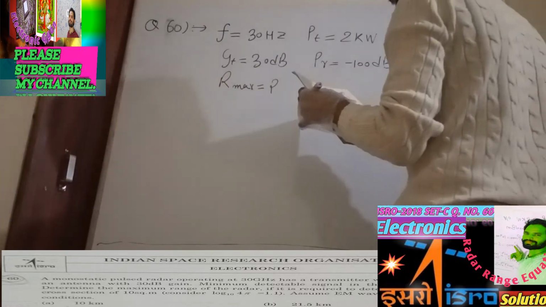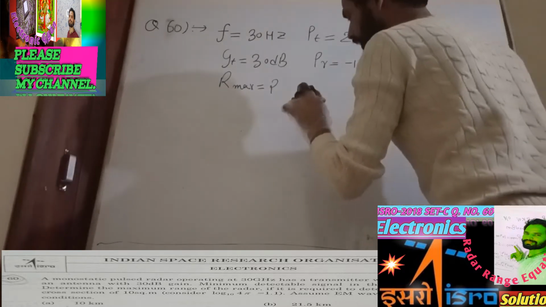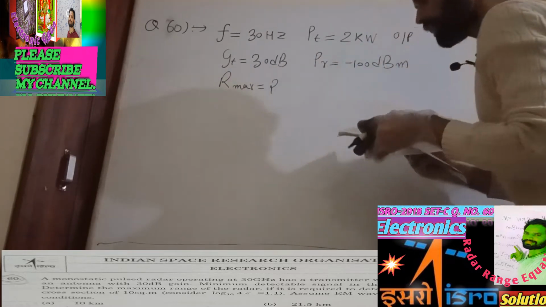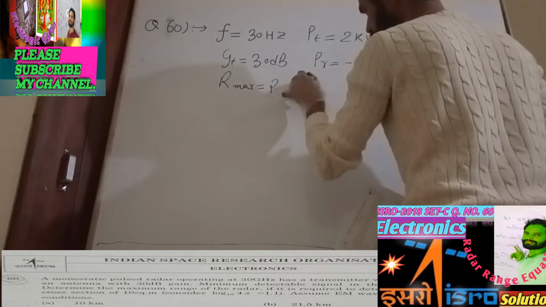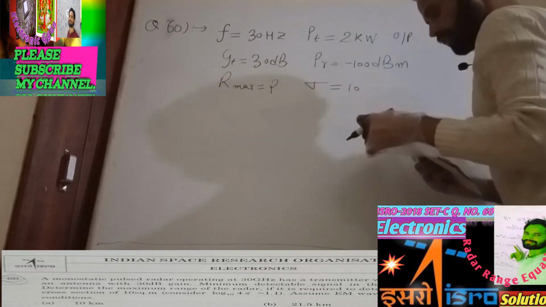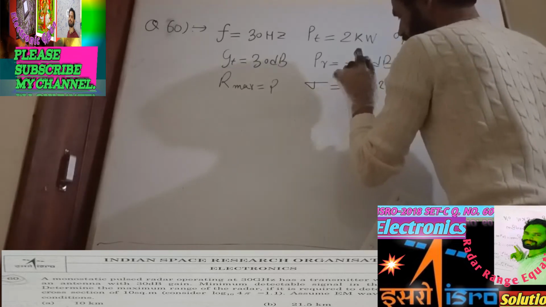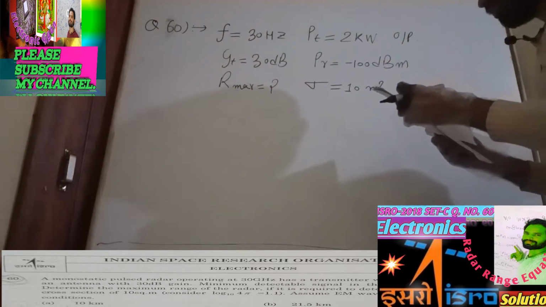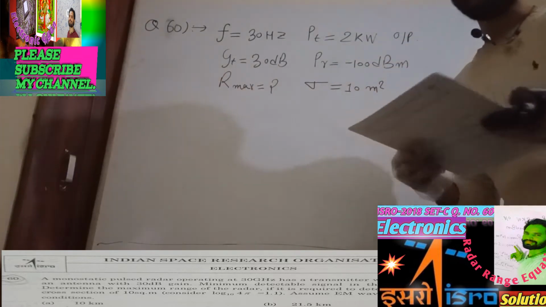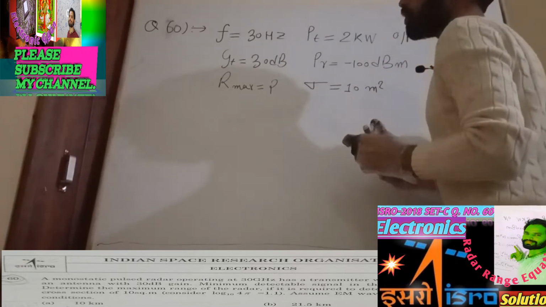If it is required to detect a target having a radar cross sectional area of 10 meters square, and assuming that the EM wave is propagated under ideal conditions, what is the maximum range?